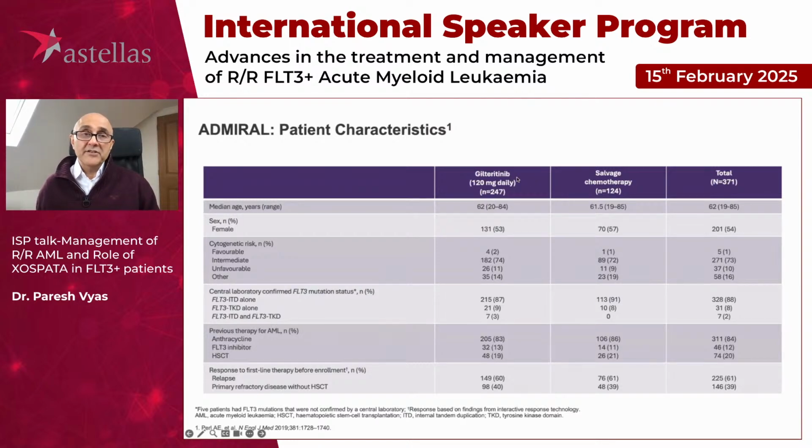The patient disposition in the trial was very balanced. The median age was 62, 61, 62. I'm not going to go through all of this, but the vast majority of patients, over 85%, 87%, 91%, were ITD positive. There were a small number of TKD patients, and that just reflects the fact that TKD is a much easier disease to cure than ITD.